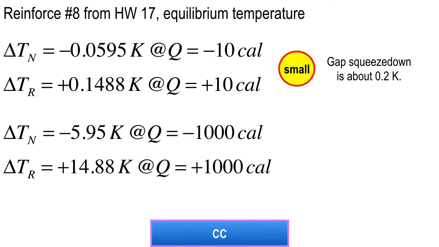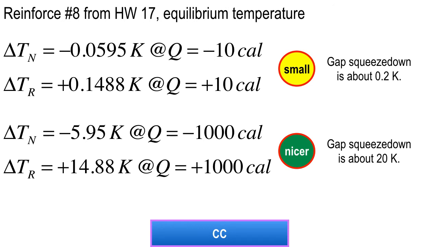Okay, so you're saying to yourself, let me calculate the rise in temperature of liquid R if I have it absorb 1,000 calories from the hot droplet. And when you do, it comes out to 14.88. Same thing for liquid N. When you do your accounting, how much does the temperature drop for liquid N if I drop 1,000 cals into the other substance? It goes down by 5.95 Kelvin. Now that's not too bad. That's a little nicer because now I've got a squeeze down of about 20 Kelvin.